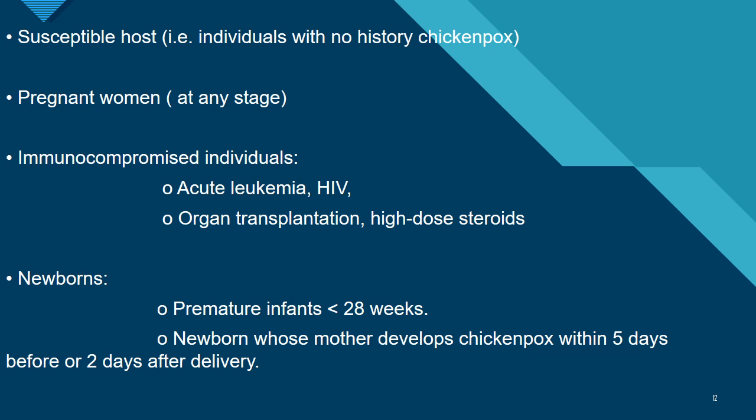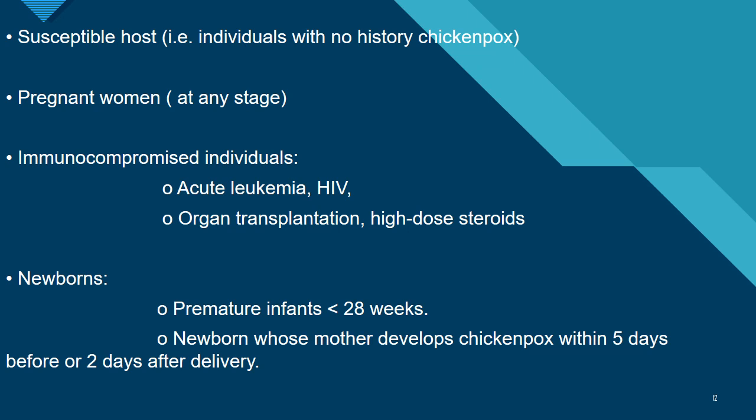Number 2, susceptible host, that is individual with no history of chickenpox. Third, pregnant woman at any stage. Fourth, immunocompromised individual, example acute leukemia, HIV, organ transplantation, high dose of steroids. So these all patients will be given immunoglobulins.